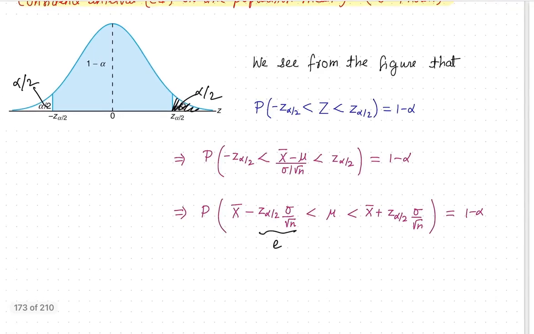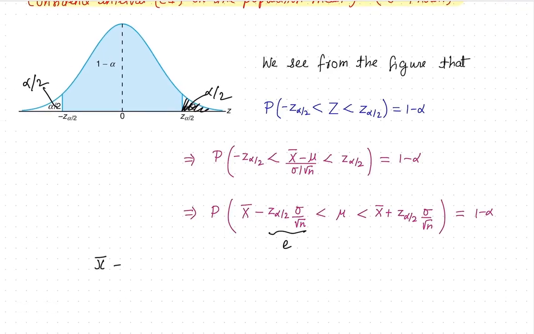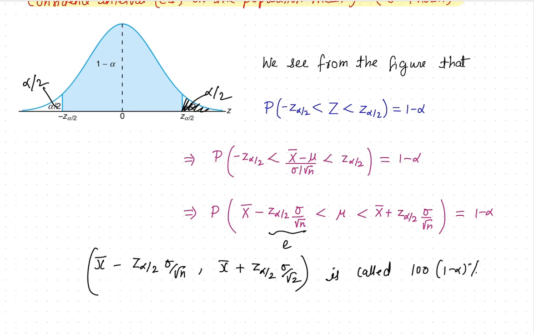Thus, this interval is x bar minus z alpha by 2 sigma divided by root n, x bar plus z alpha by 2 sigma by root n, and this is called the 100(1 minus alpha) percentage confidence interval for population mean mu. That is, for any sample mean x bar with 100(1 minus alpha) percentage confidence, we can say that mu lies between these two numbers.